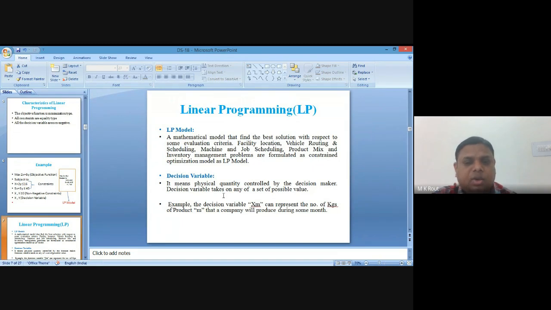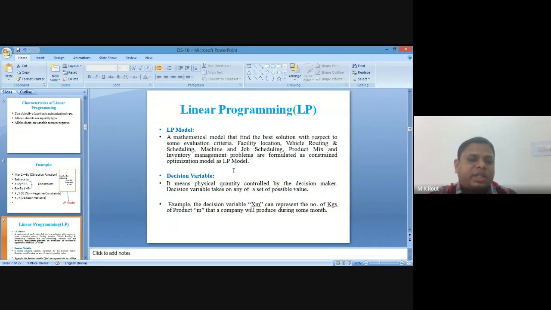The next part is machine and job scheduling. In case of machine and job scheduling, whenever the demand is at peak, or whenever the customer demand is uncertain, in that case you have to arrange your machines as well as your job scheduling, especially with reference to production or manufacturing. Then the next part is product mix and inventory management. These are the different key areas where you can implement linear programming models.